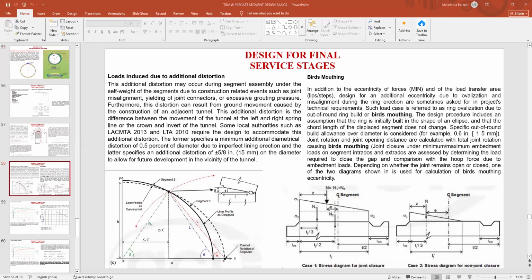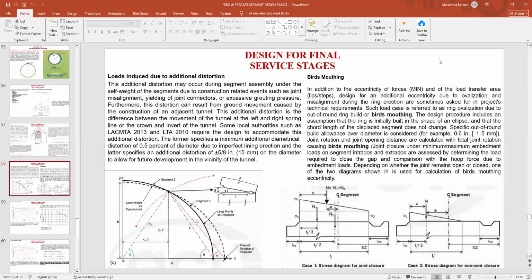Along the longitudinal joint, it is generally checked. But it is preferable to check before you install the segments. In one of the projects, it was a client criterion that you need to load test your segment, to check the load carrying capacity of the segment. And at that time we found that our bird's mouthing, the joint closure, was not satisfied.